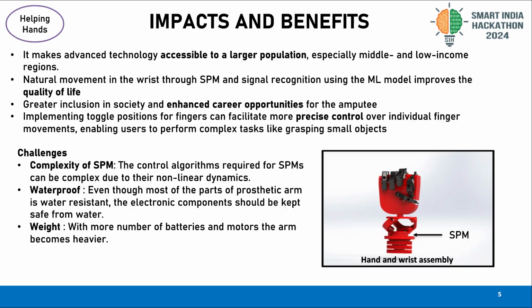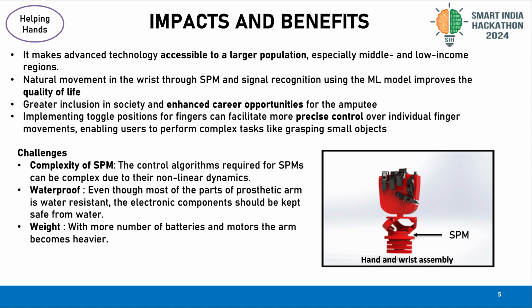Incorporating an ML model helps to collect data from the EMG sensor more accurately. Greater inclusion in society and enhanced career opportunities are made available for the amputees. Implementing toggle positions can facilitate precise control over individual fingers, and control systems are developed accurately.